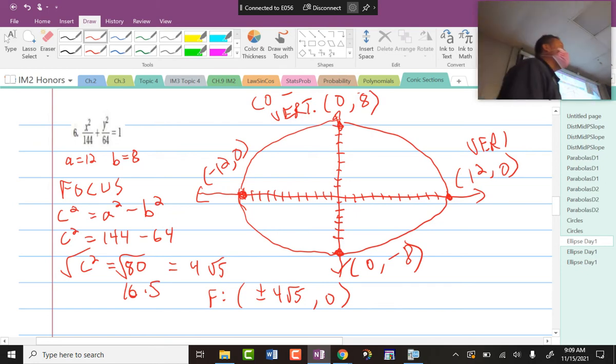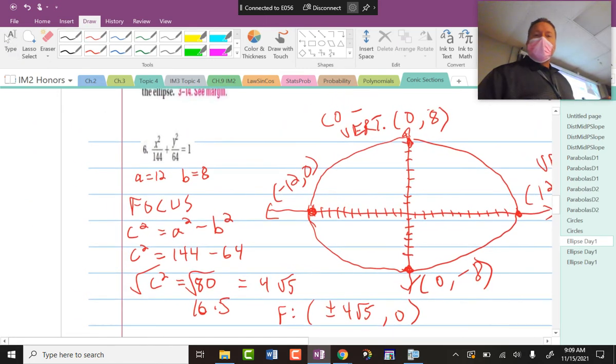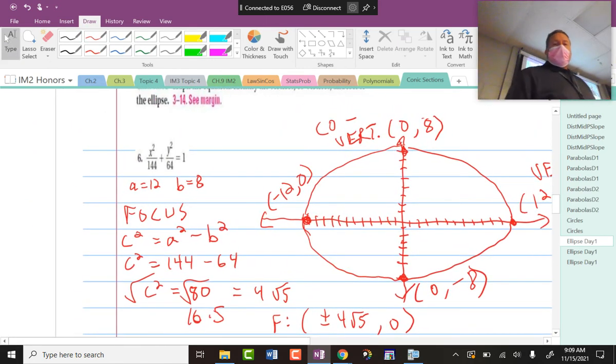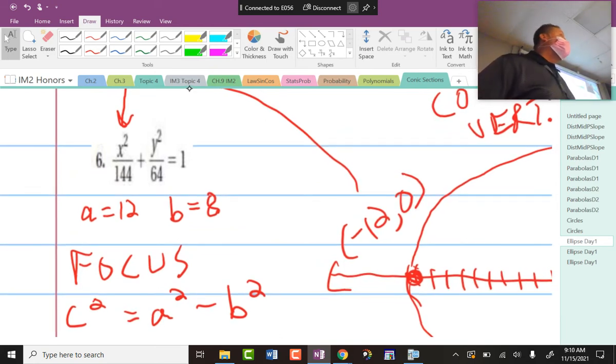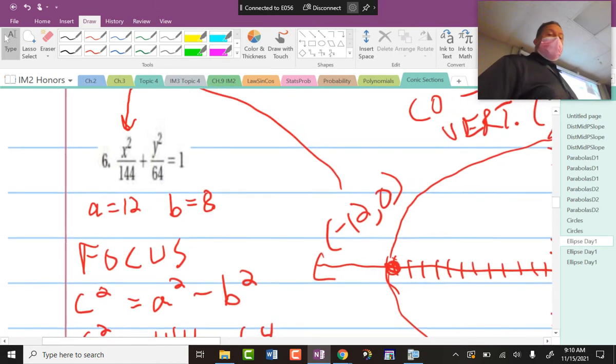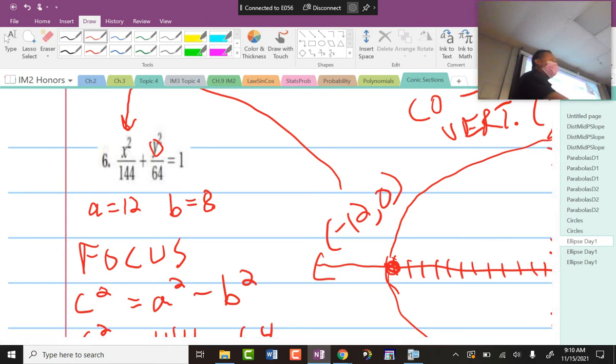And input, say it. I did not do this last hour once, but I kept saying, hey, we should do input, output, and I forgot. Very simple, and I hope I can still be heard when I turn my face around the screen. It's a very simple concept. What happens when I plug in negative 12, comma 0? What's negative 12 squared, everybody? 3, 2, 1, go. 144. What's 144 divided by 144? 1 plus 0 squared over 64. What's 0 over 64? 0. 1 plus 0 equals 1.